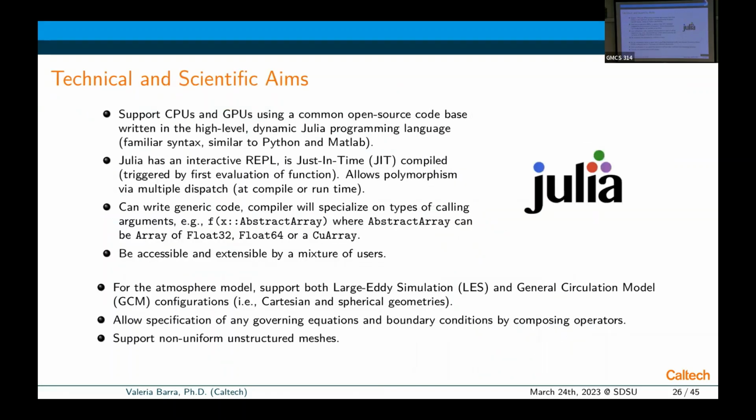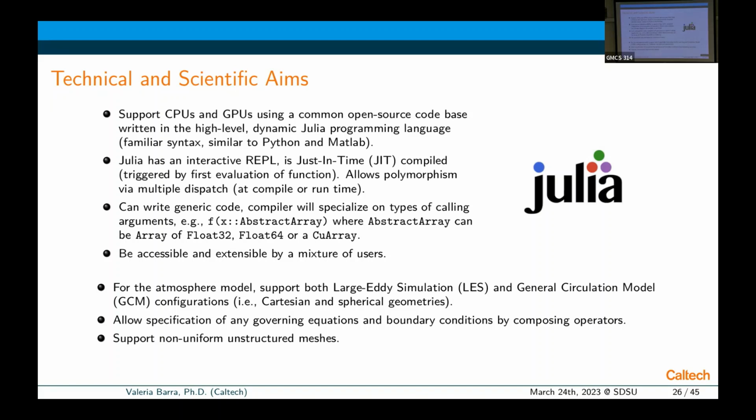Okay, so we have some technical and scientific aims. As a code base, we want to support both CPUs and GPUs using a common open source code written again in the high-level dynamic language Julia. Similar syntax to Python and MATLAB, if you've ever seen those, but it can also be very efficient. Julia has an interactive REPL, so it has a very nice user experience for debugging, especially you can check the variable space very easily. Julia uses just-in-time compilation that is triggered by the first evaluation of the function.